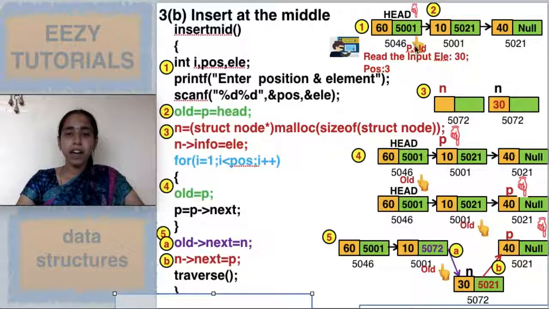What I'm doing is getting the input element and position. Then I'm initializing two pointer variables, old and p. I'm creating the new node using malloc and writing the element in the information part. Then I'm using a for loop and marking the positions p and old. Old is the previous element and p is the next element. Now I want to make a link between the existing linked list and the new node. For that, in old of next I am writing the address of N, and in N's next I am writing the address of P. So old of next is N, N of next is P. If you are doing so, your new element will be inserted at the middle.